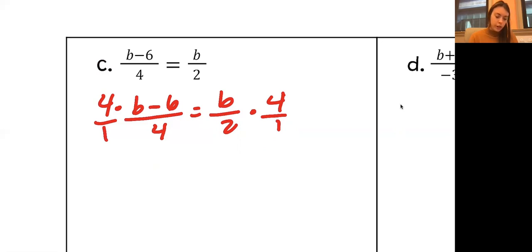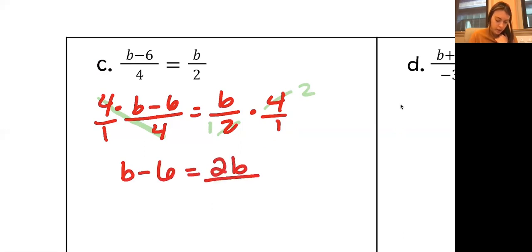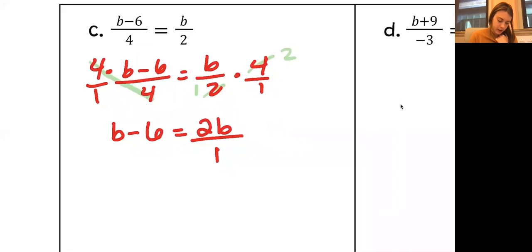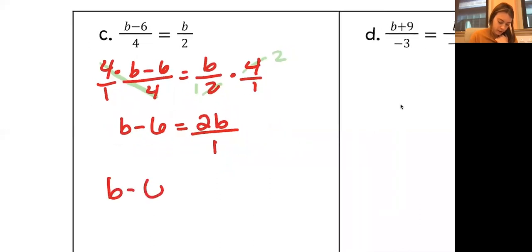Since the greatest common factor between these 4s is 4, I can cross them out. And then on the right side, the greatest common factor between 4 and 2 is 2. So I do 2 divided by 2, which is 1, and then 4 divided by 2, which is 2. And then I'll just multiply everything up and clean it up. So on the left side, I'm left with b minus 6. And on the right side, I'm left with b times 2, which is 2b, and then 1 times 1, which is 1. And that really just equals b minus 6 equals 2b.